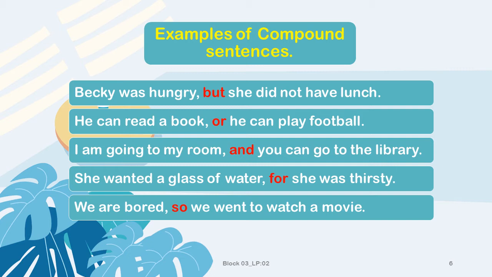Today we will learn how to form compound sentences. The compound sentences we formed are: Becky was hungry but she did not have lunch. He can read a book or he can play football. I am going to my room and you can go to the library. She wanted a glass of water for she was thirsty. We were bored so we went to watch a movie. Where but, or, and, for, so are used as conjunctions.